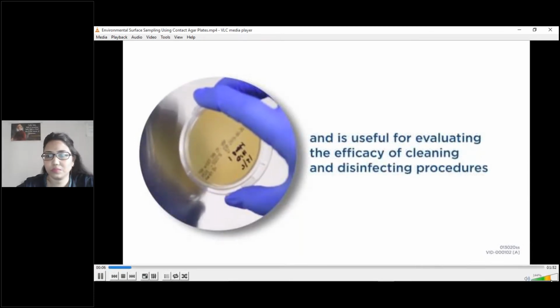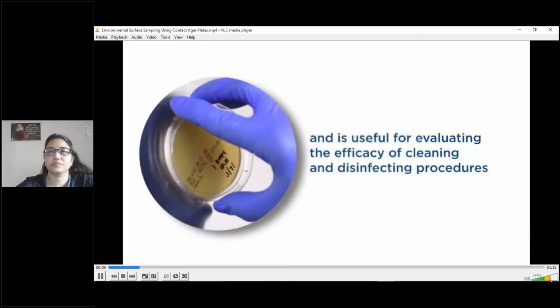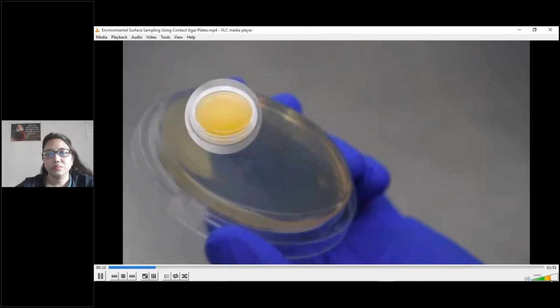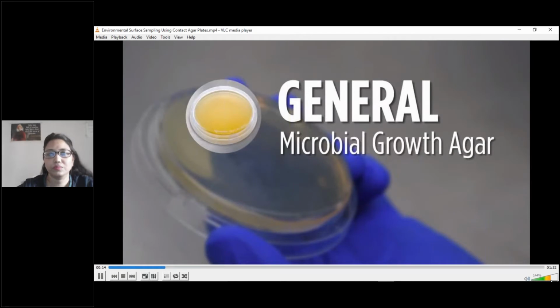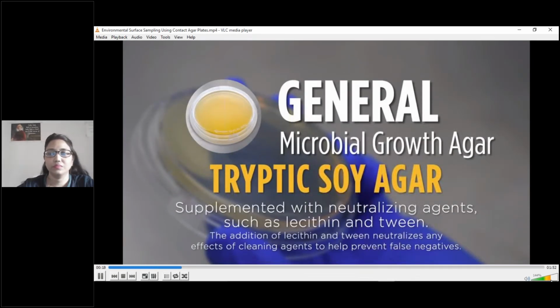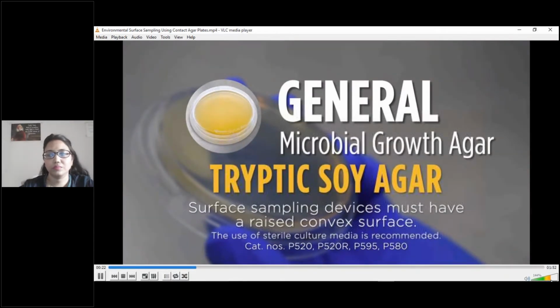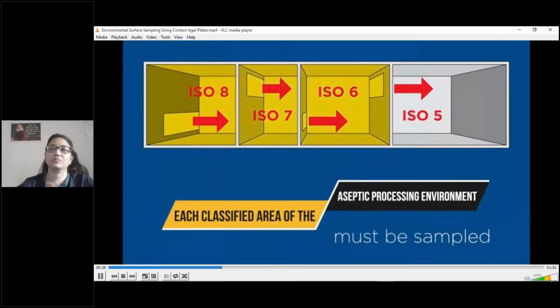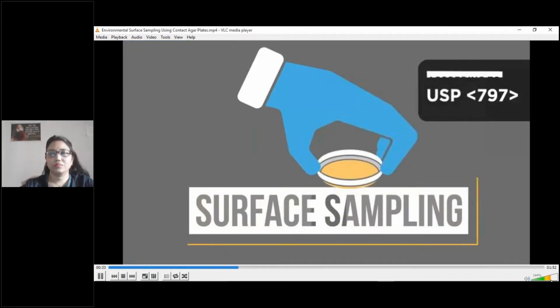And it's useful for evaluating the efficacy of cleaning disinfecting procedures. Surface sampling is performed using a general growth media, such as tryptic soil, supplemented with neutralizing agents such as linthicin and twine. Surface sampling devices must have a raised, convex surface. Each classified area of the aseptic processing environment must be sampled. The procedure per USP 797 is as follows.